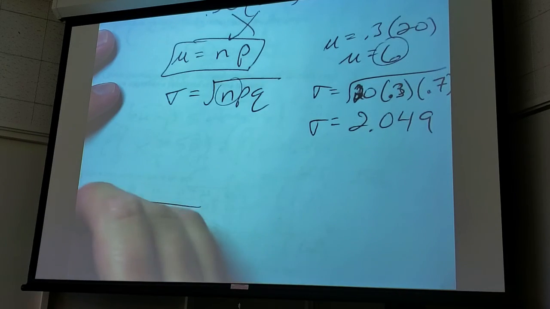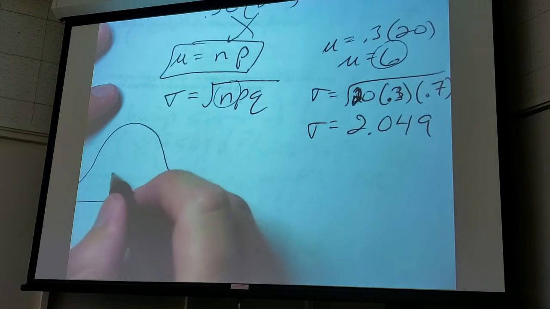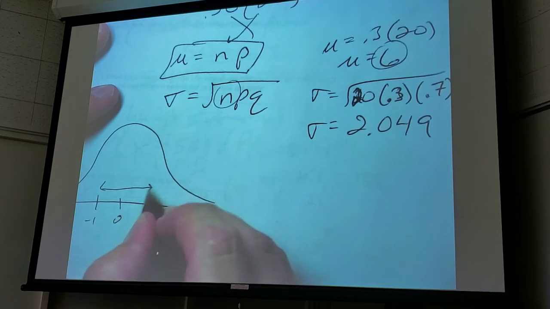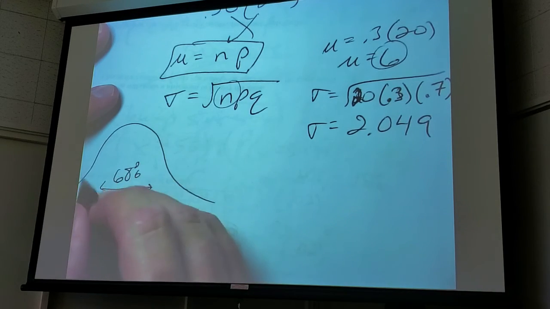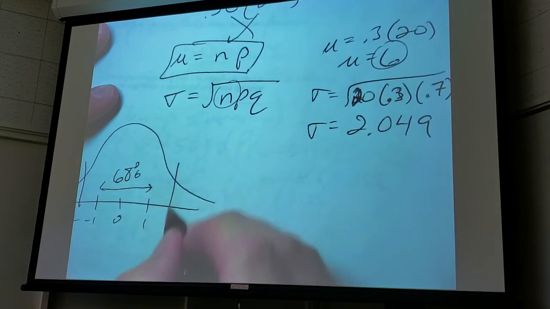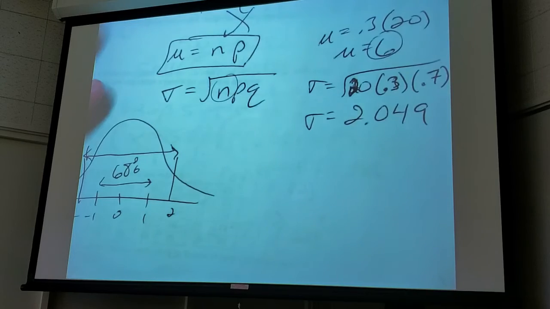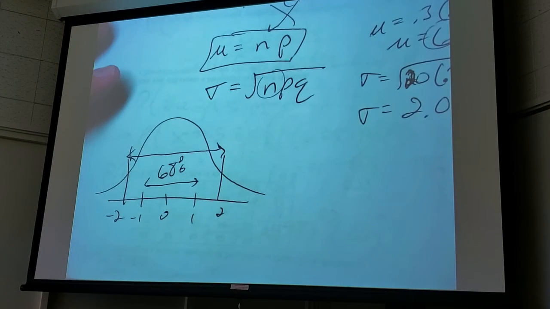Can somebody remind me, in a normal curve, I know within one step there was 68%. You guys remember that? That's how many was familiar. Can somebody remind me within 2 steps? Anybody remember? There's a big old chunk of it. 90. 95.